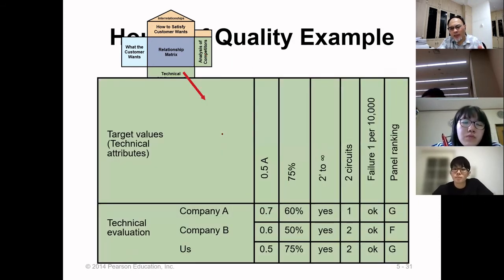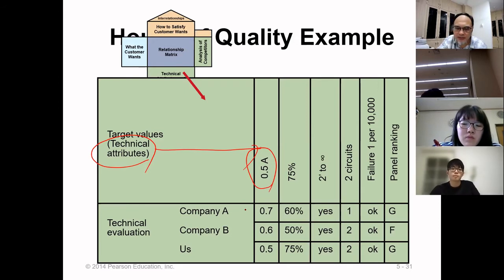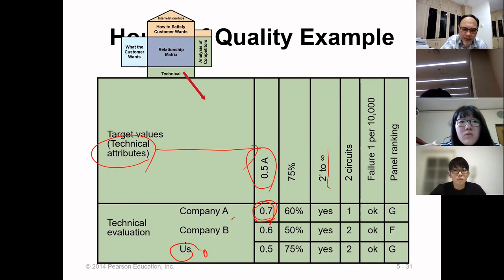And to make things a little bit more meaningful, then we put target values. So this is the technical attributes. So in terms of energy, electrical requirement 0.5 amperes. All these are technical requirements. And you evaluate in terms of competitors, what the competitors are. For example, we use 0.5 ampere, but company A 0.7. So probably we are better. So us means our company.